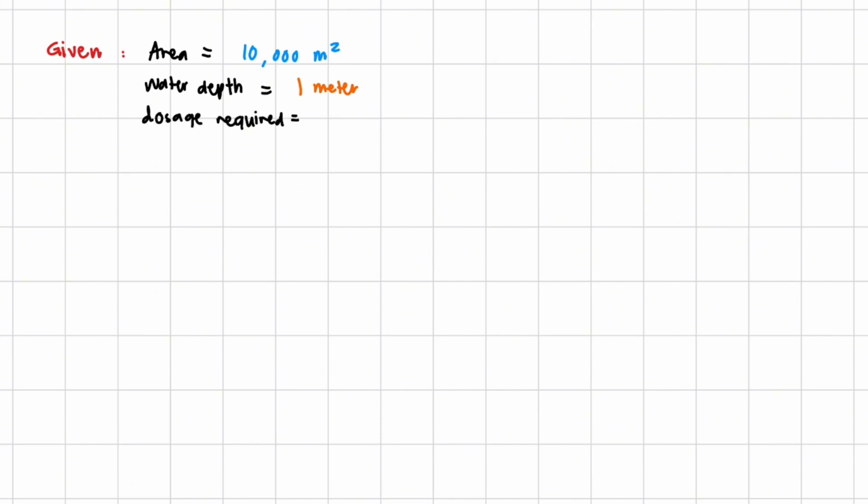So these are the given. First, the area of 10,000 square meters. Second, the water depth of 1 meter. Third, the dosage required, which is 5 parts per million or grams per cubic meter. And what is asked in the problem is the amount of fertilizer.